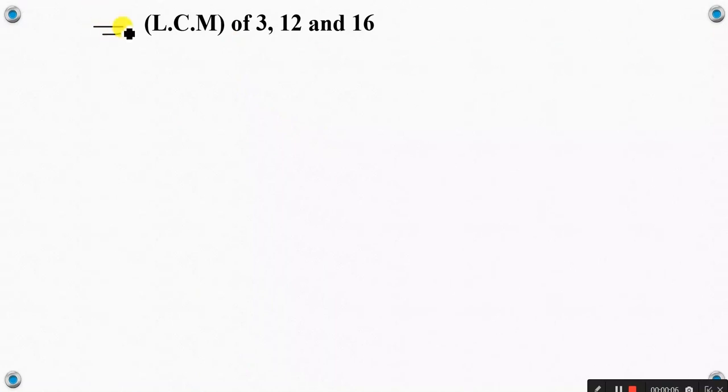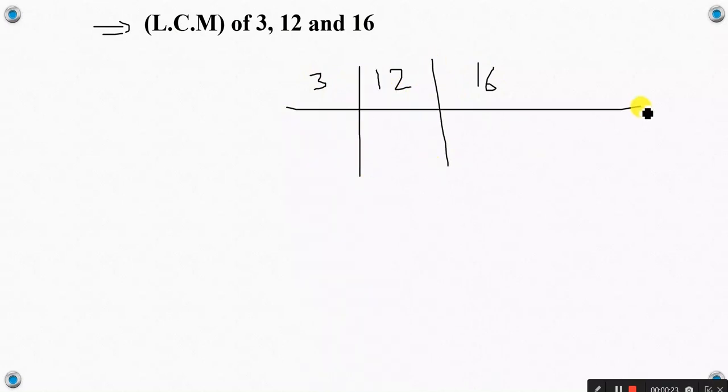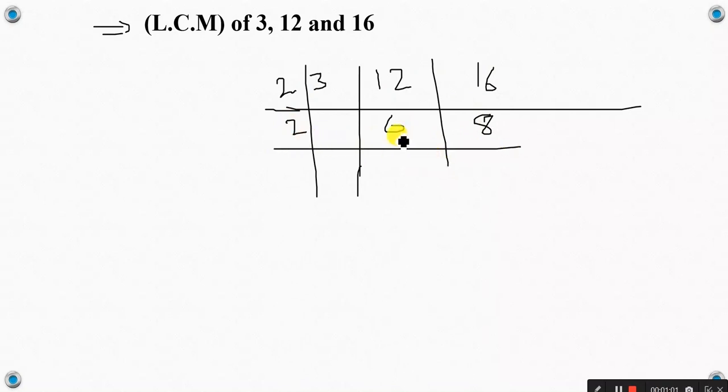Let us see the least common multiple of 3 numbers using the ladder method. First, let us write the given numbers: 3, 12, 16. Then we try to divide by the first prime number, which is 2. 3 is not divisible by 2, but the other two are. 12 divided by 2 is 6. 16 divided by 2 is 8. Again we can divide these two numbers by 2: 6 divided by 2 is 3, 8 divided by 2 is 4.